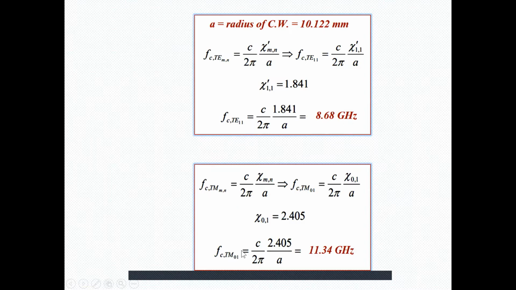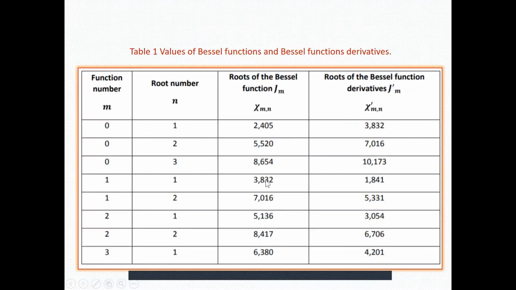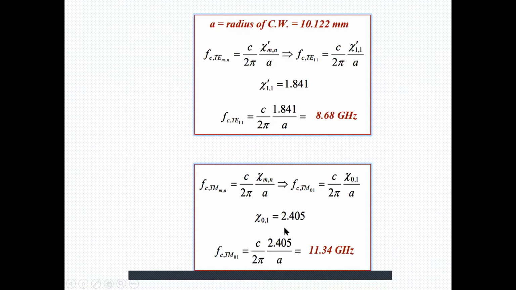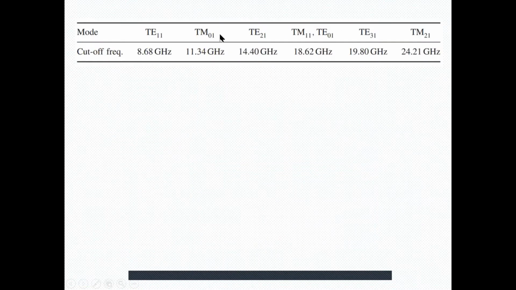Similarly for transverse magnetic 0-1 mode. So again, we can see this table, transverse magnetic 0-1. So for 0-1 mode, this is the first row, and for the transverse magnetic, we will take this value chi mn. This is 2.405. So we will put this value 2.405 here, and we will get fc of TM01 equal to 11.34 gigahertz. Similarly, we will calculate all 7 modes, and we will get this table.